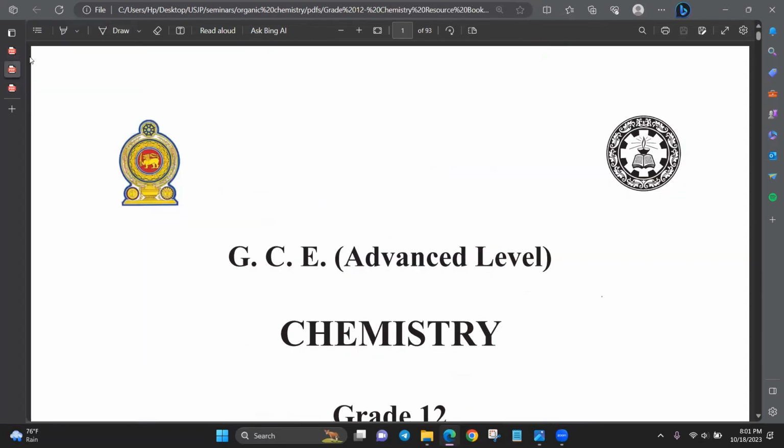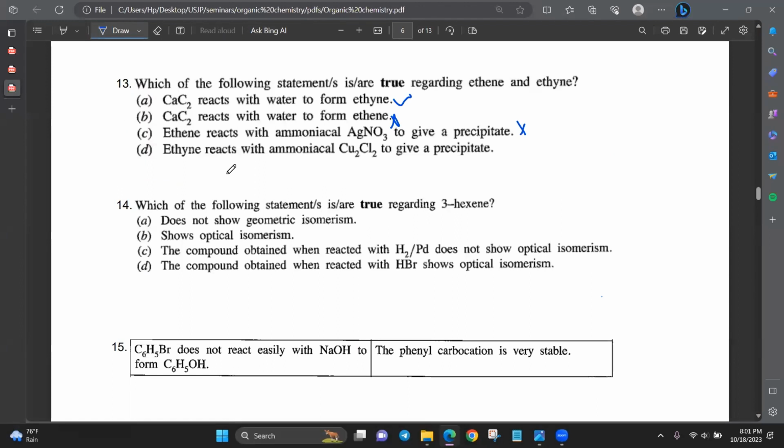Then when we come to ethyne, ethyne reacts with ammoniacal copper chloride to give a precipitate. Ethyne is having an acidic hydrogen. Not just because it is having a triple bond. We have to see whether it is having the acidic hydrogen, because there can be some compounds which are having a triple bond but no acidic hydrogen. Then they cannot react with this ammoniacal copper chloride. If they are having a triple bond and acidic hydrogen, only then can they react with ammoniacal copper chloride to give a precipitate.